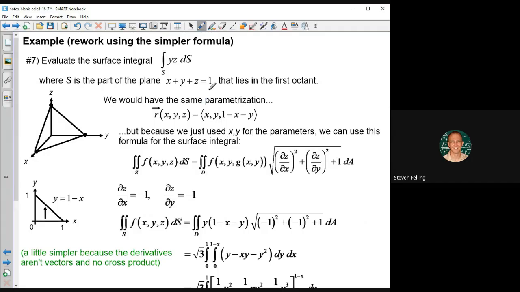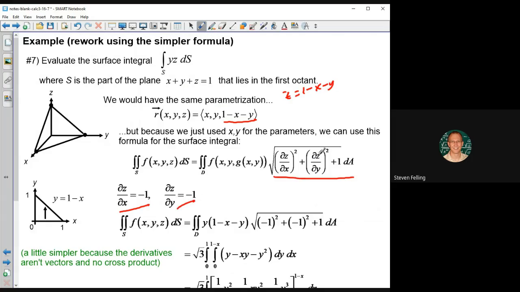Since we were able to parameterize by saying z is a function of x and y, then we can just use this other form, this form. So let's start working on what we need there. The partial derivative of z: let's write it, z is 1 minus x minus y. So the partial derivative of z with respect to x would be negative 1. The partial derivative of z with respect to y would be negative 1.